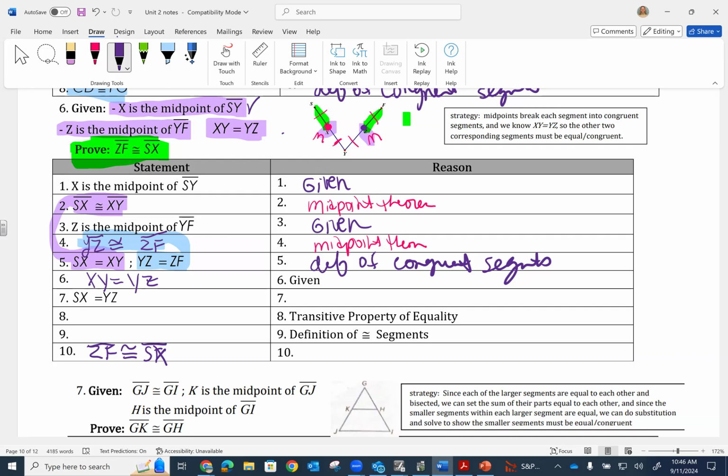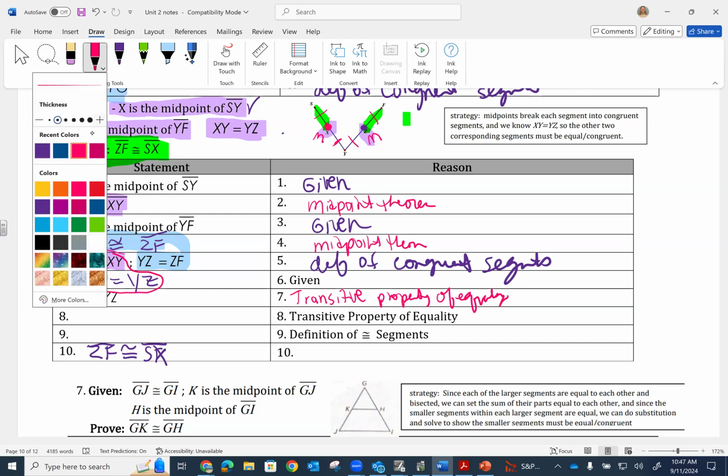Okay, here we go. If you know that SX equals XY, and we know that XY equals YZ, if we put these together, what do we know? SX and YZ are going to be equal in length to each other. Why? The transitive property of equality. And notice we're swapping out this side of the equation, the XY part. And then we're going to do it again. I'm going to grab a different color.